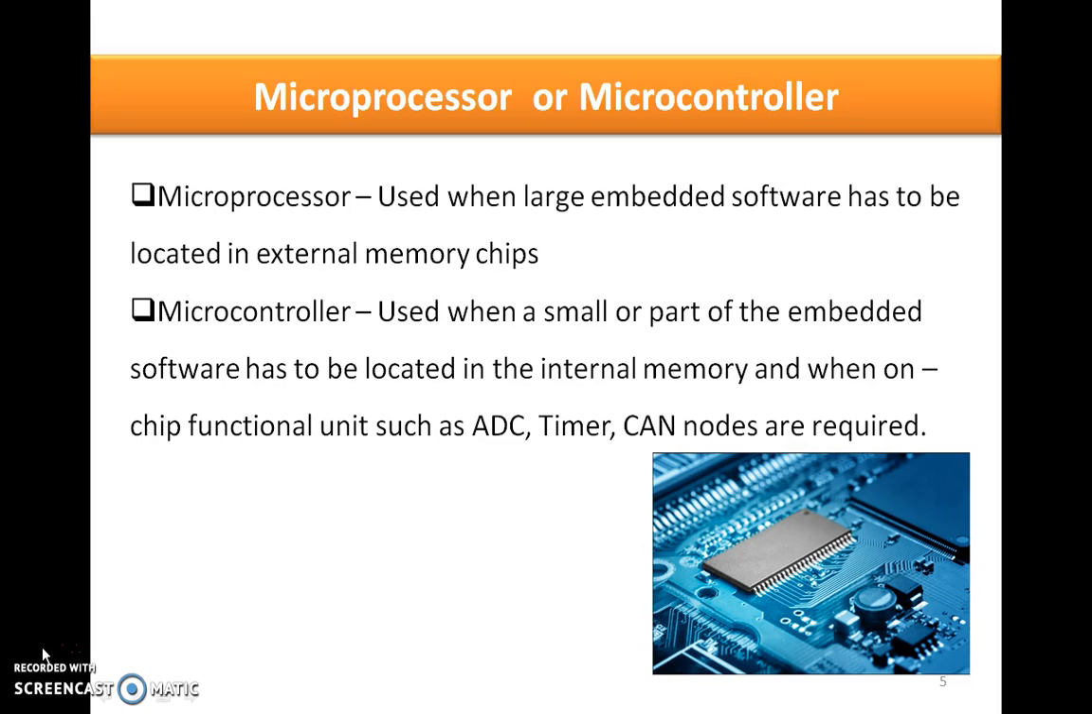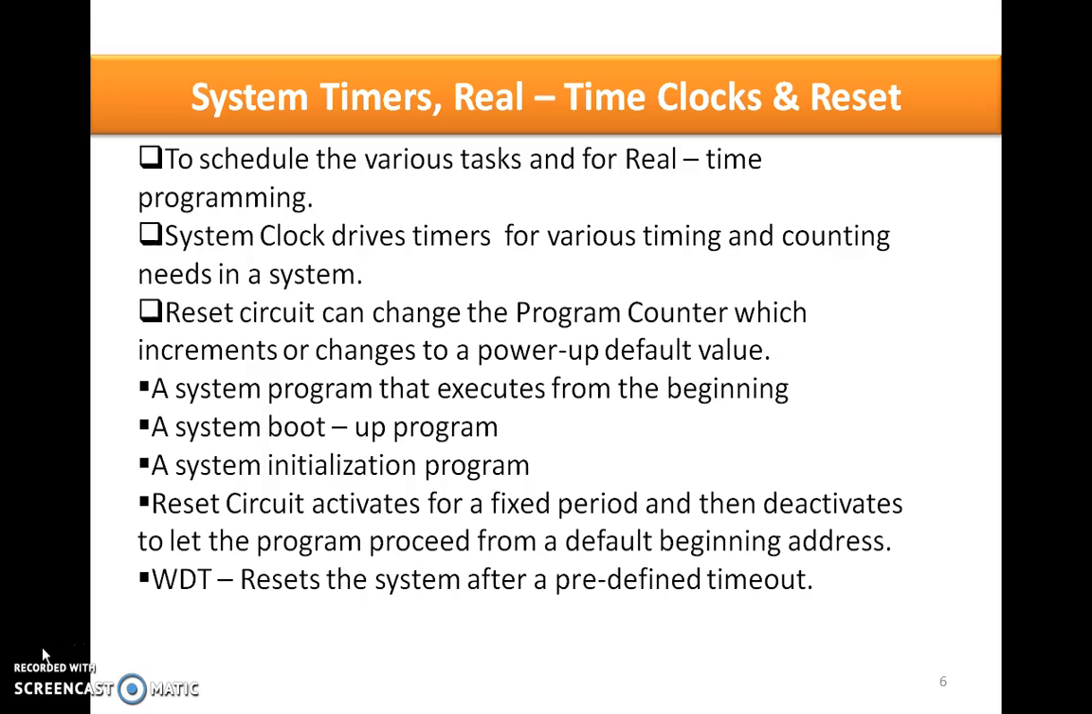So, how to decide if we need a processor or a controller for an application? Usually, a processor will be used when large embedded software has to be located in external memory chips. It is useful in designing sophisticated embedded systems. Whereas a controller will be used if the application requires the support of on-chip functional units such as timer, ADC, CAN nodes, etc. Or a controller can also be used to design a simple application.